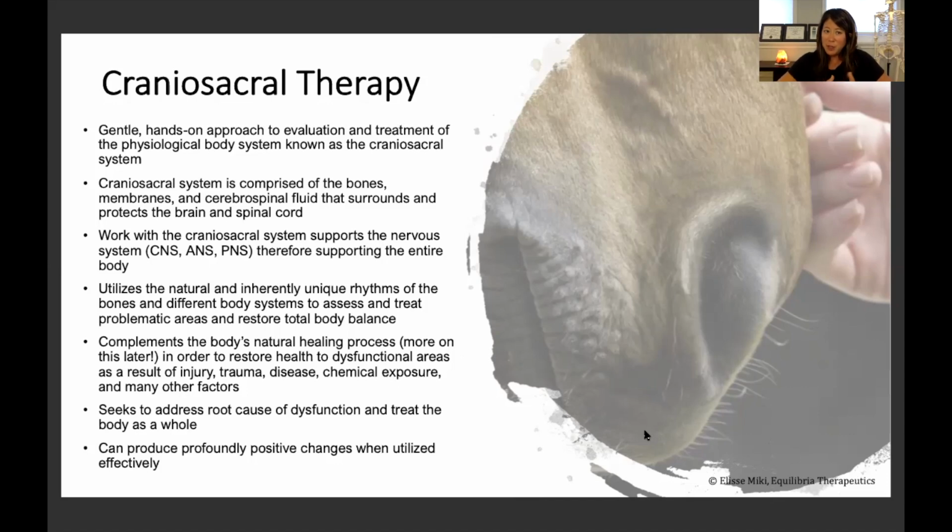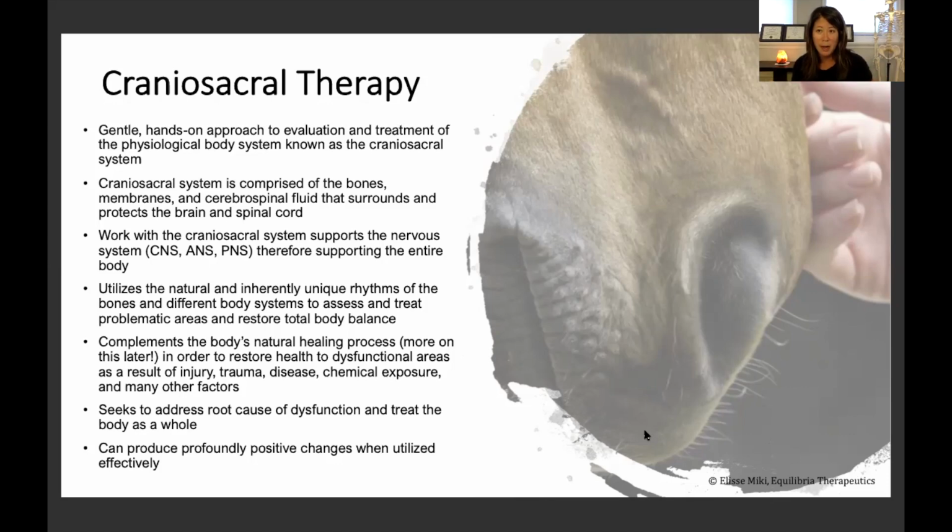This is what I love most about cranial, is that we are seeking to address the root cause rather than treating symptomatically. So treating symptomatically looks like we see an area that doesn't work and we run to that area and try to fix that area. So if the horse is limping and they look lame in the front right, let's say, that would be us running to the front right, assessing the shoulder down into the fetlock joint, and then treating what we find in that region.